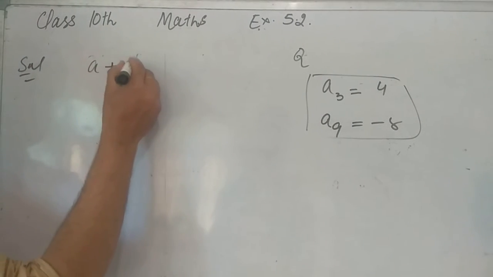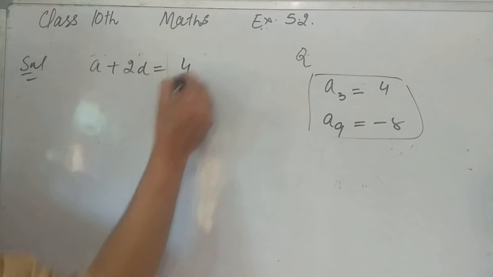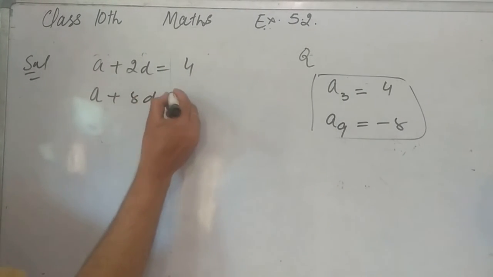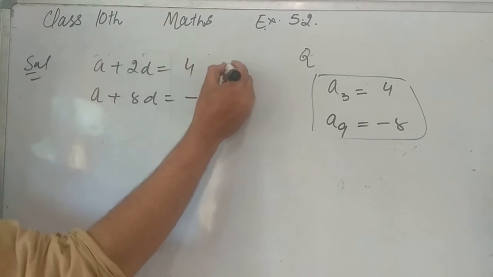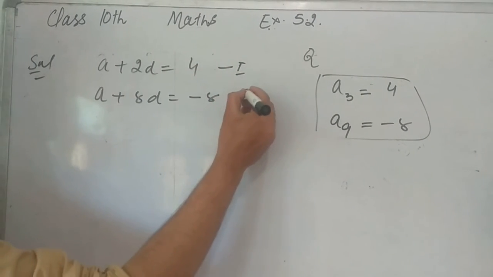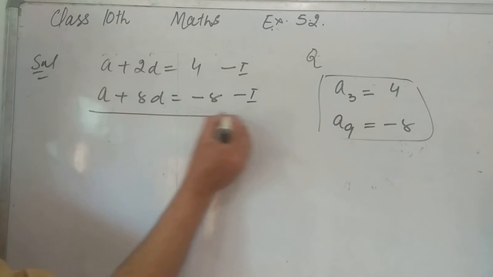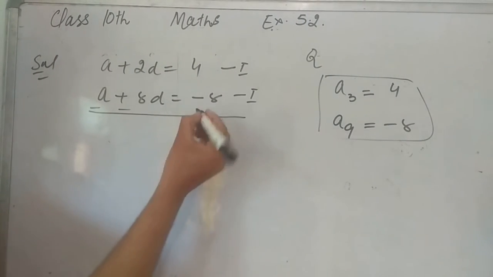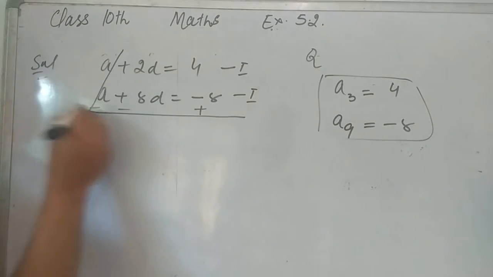A plus 2d is equal to 4. Also a9 can be written as a plus 8d is equal to -8. So equations first and second, we can simplify them by elimination method. So this one is negative and this one is positive, a and a will get cancelled.